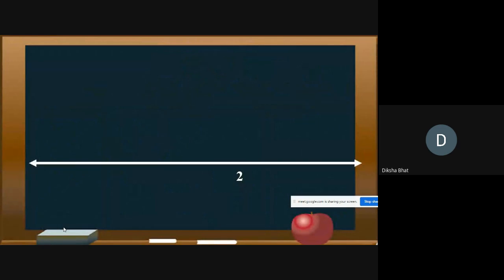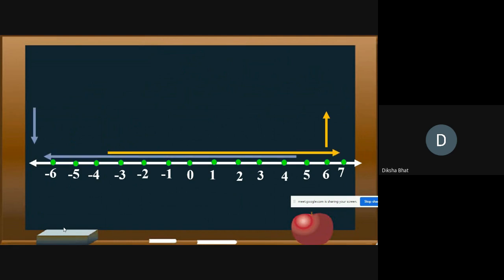Okay. Moving on. Tell me, where is 0 located on the number line? In the middle. Yes. With respect to 0, where are positive numbers located? Towards its right. Yes, correct. And negative numbers are located towards the left of 0. Value of a number increases as we move to the right of 0 and it decreases towards the left. That is, as we move towards left, the number keeps decreasing.